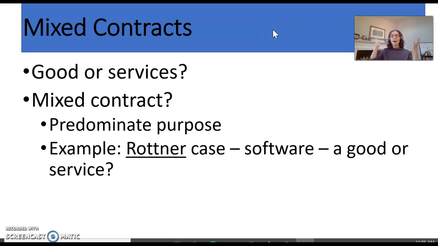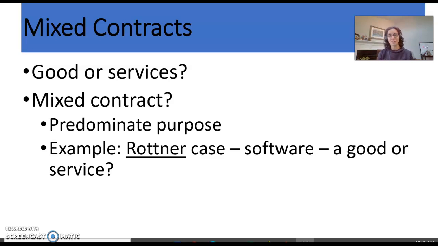Moving on. Obviously, one of the biggest challenges to figuring out whether the UCC applies, remember, I just mentioned, is what to do about contracts that are both a little bit of a good and a little bit of a service. We call that a mixed contract. What do we do then? Does the UCC apply or not apply?